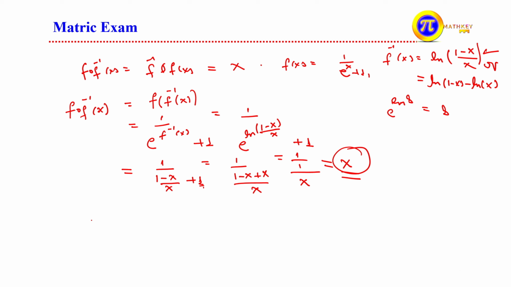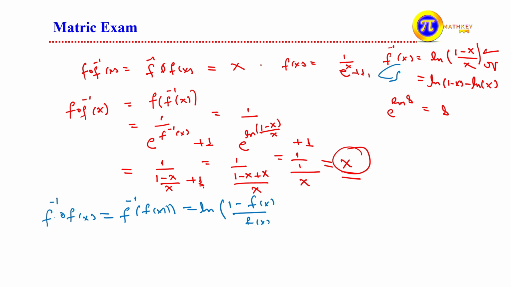We obtain this one. Similarly, for the case of f inverse of f of x, you have to insert f of x instead of x here. This implies that f inverse of f of x, instead of x, you take f of x, which is equal to ln of 1 minus f of x over f of x.